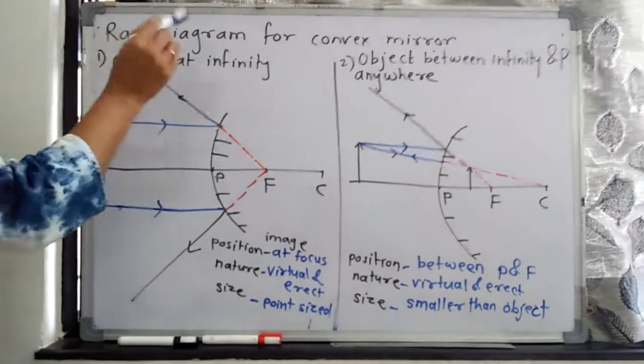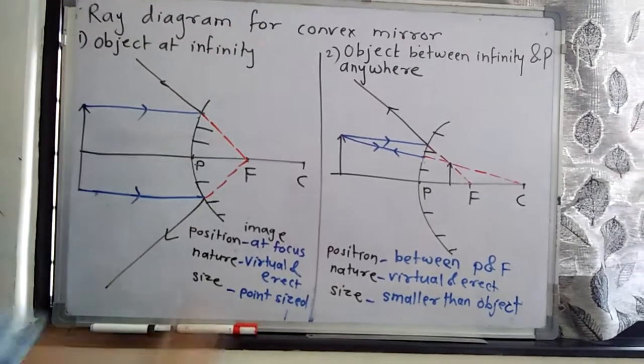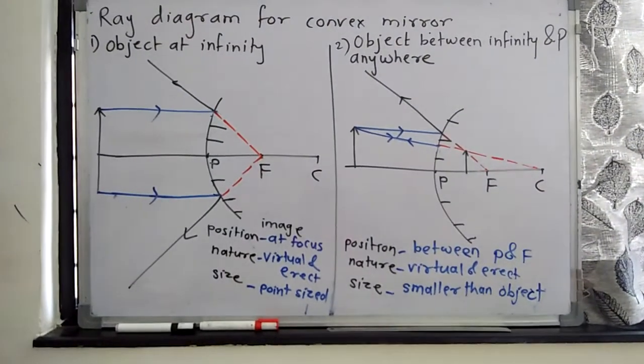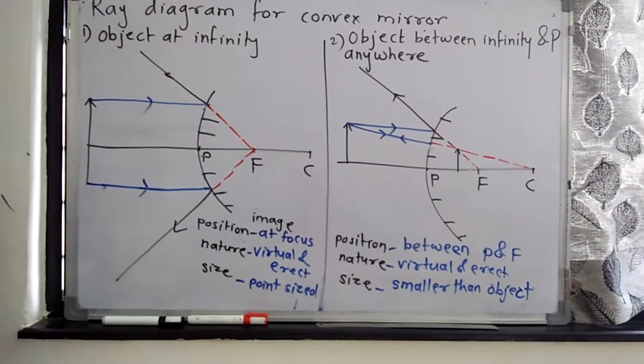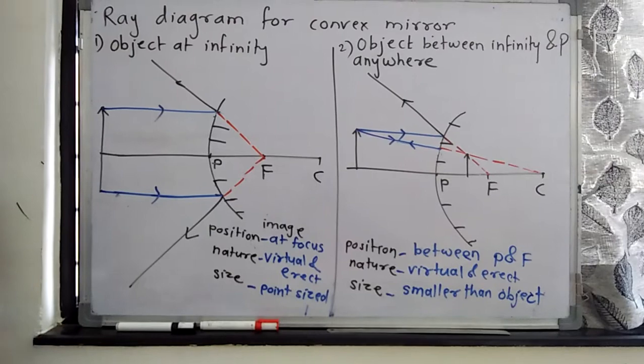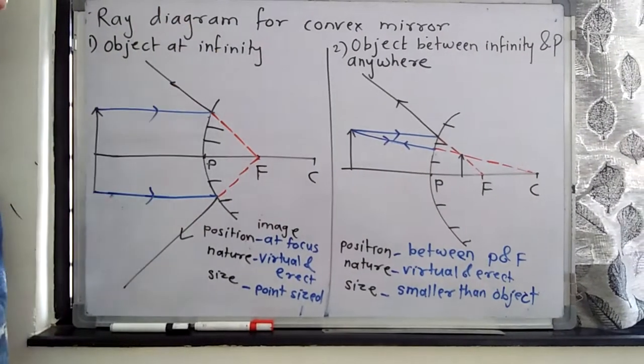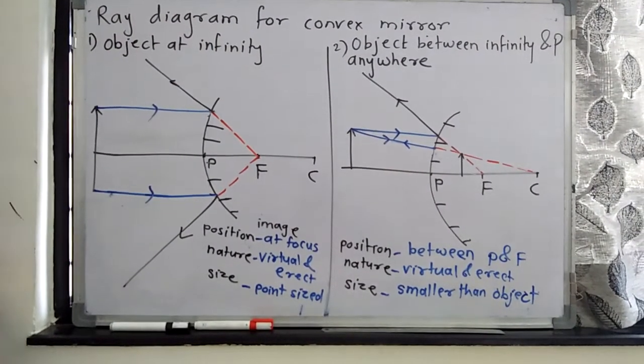Now we have to actually draw the ray diagram for convex mirror. Now see, for concave mirror we have studied 6 ray diagrams. For convex mirror we have only 2 ray diagrams. Okay. First, object at infinity. Now see how this diagram is drawn.